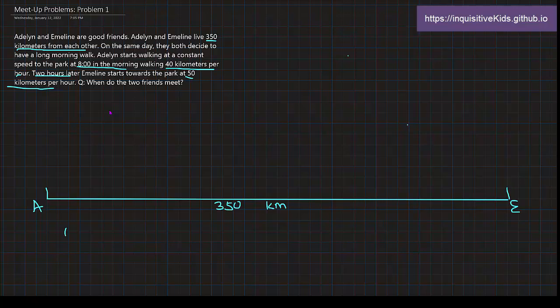And if it's 2 hours later, by the time Emeline starts walking, how much, I'm going to ask you, how much has Adelyn already walked? So Adelyn's speed, right? Remember, we're using the distance equals speed times time formula right here. So Adelyn's speed is 40 kilometers per hour. And the time is 2 hours later. So 40 times 2 equals 80. So that means that over here, that is already 80 kilometers.